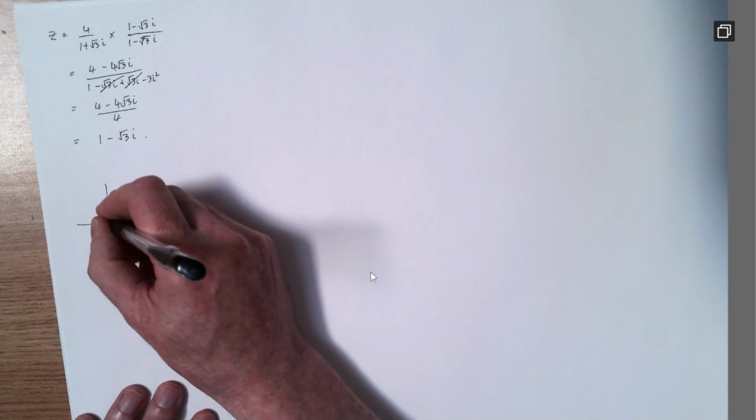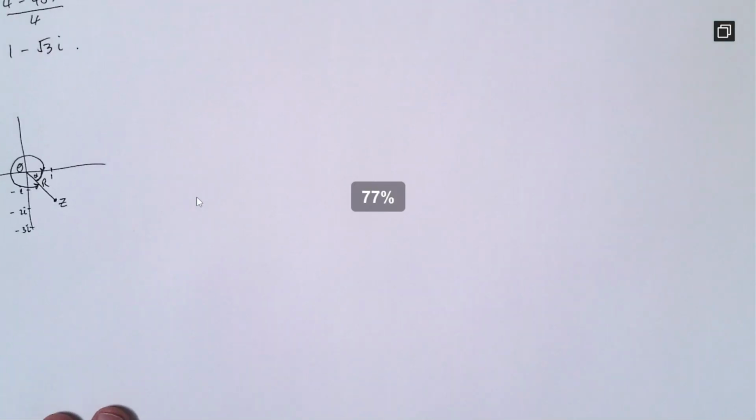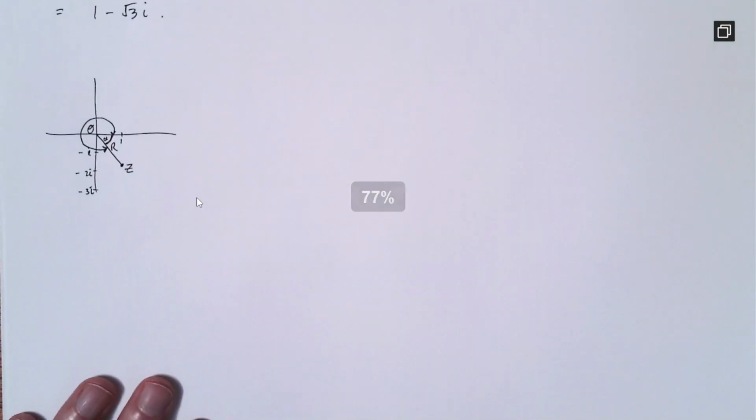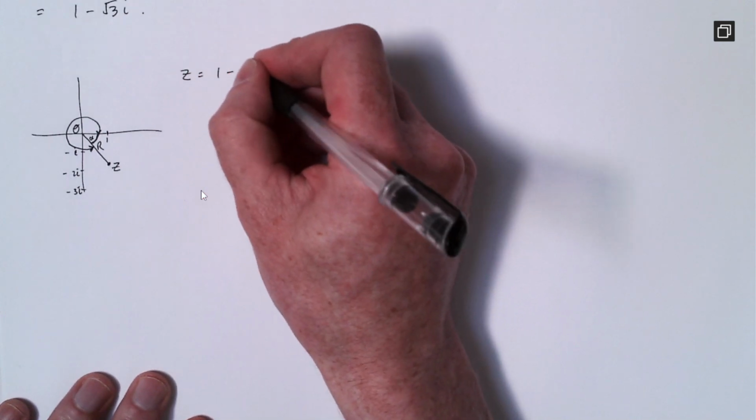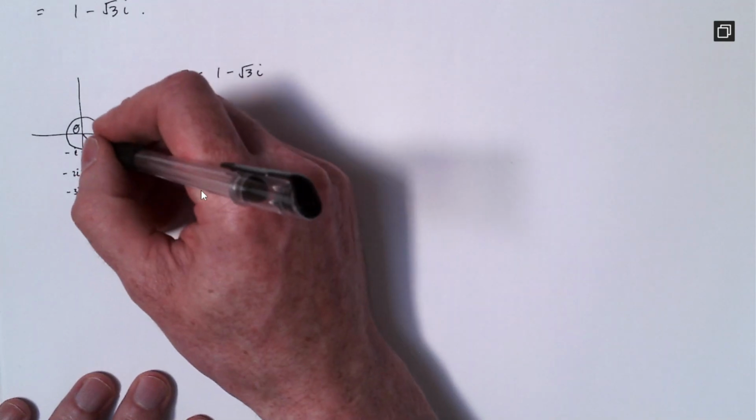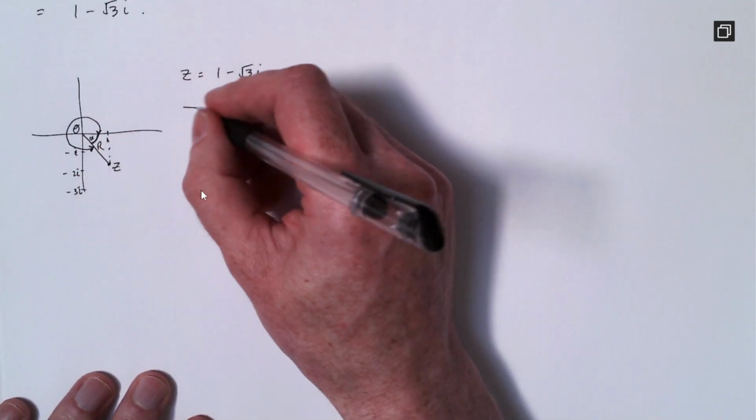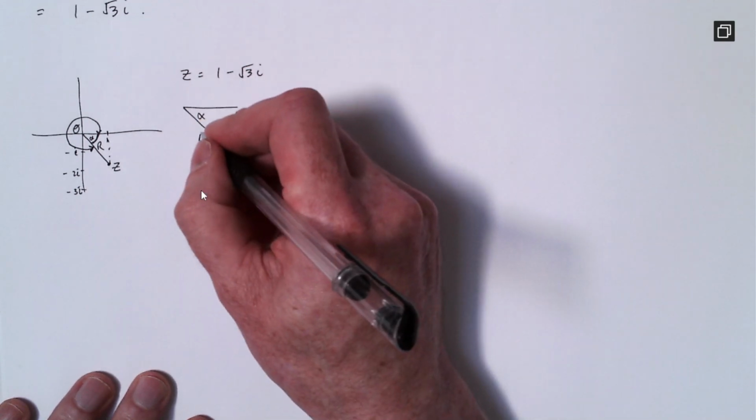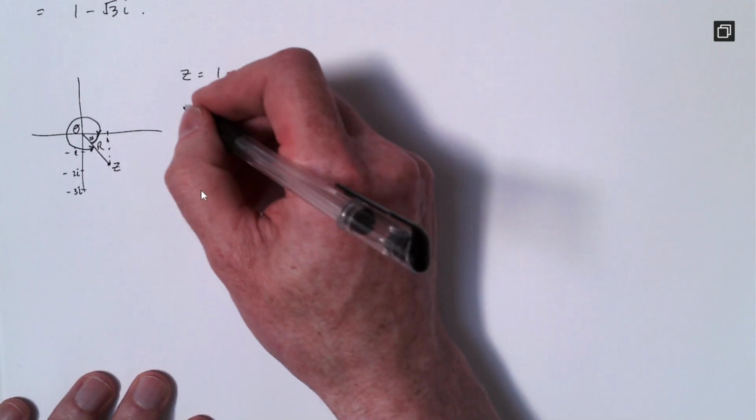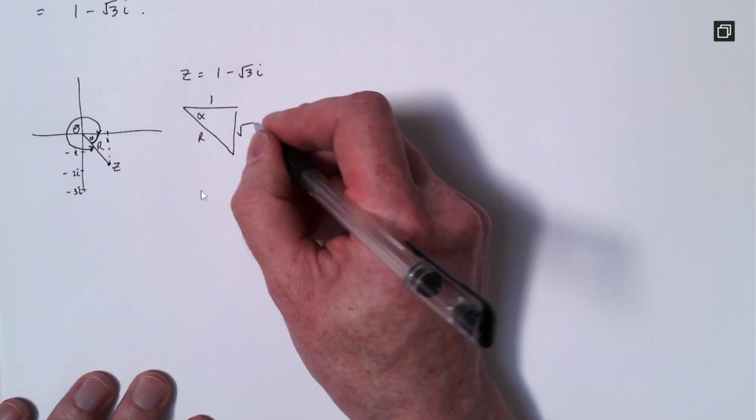Okay, so theta. First we find the angle alpha, which is the acute angle in the triangle. Now, z is 1 minus square root 3i, within the fourth quadrant. So we have a right angle triangle, where the adjacent is 1 and the opposite is square root 3.